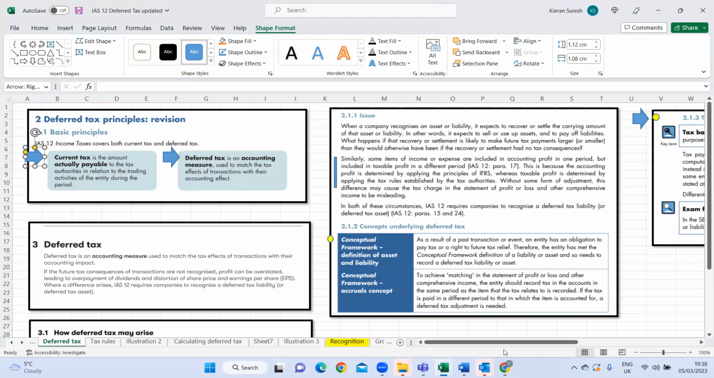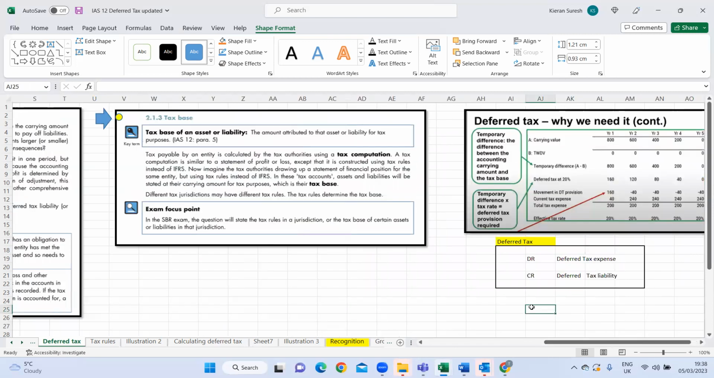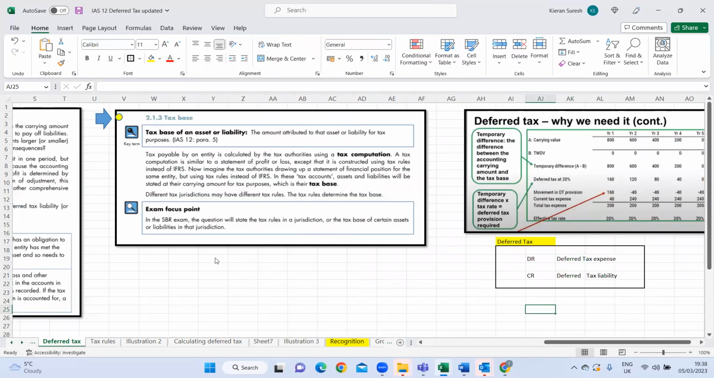So whenever you read about deferred tax, it says it is an accounting measure used to match the tax effect of the transactions with their accounting effect. That means the accounting effect and the tax effect need to be matched, right? To achieve that matching is what the deferred tax is used for. I'll explain this through the data which I've used earlier to explain the deferred tax computations.